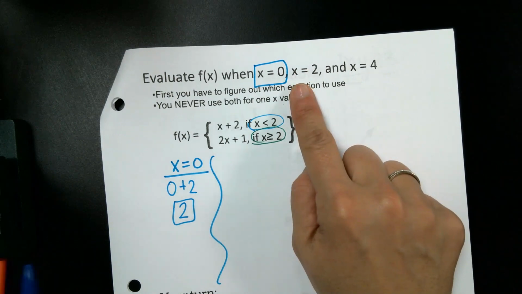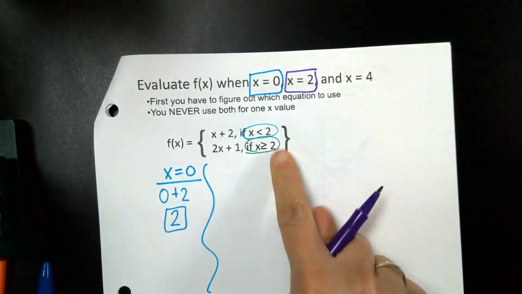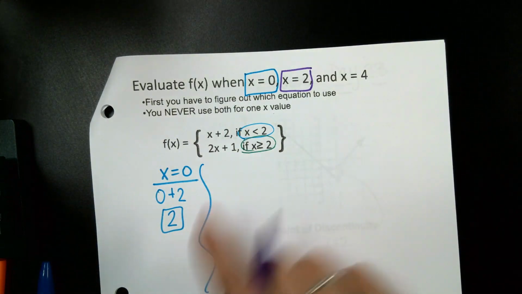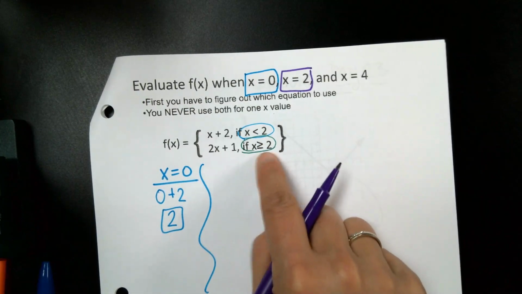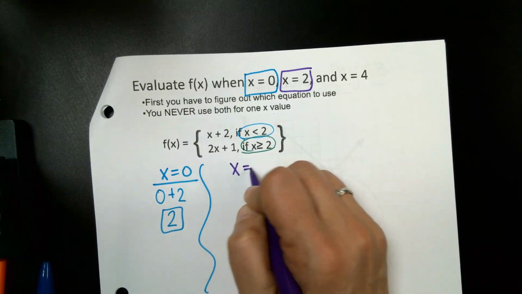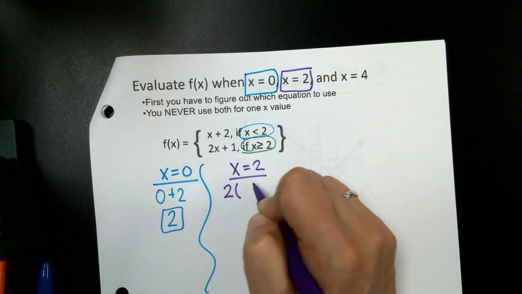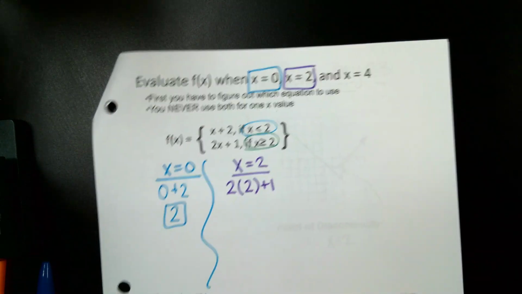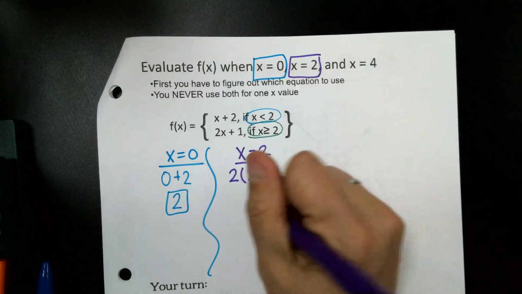Now for x equals 2, which category would we use? The top one or the bottom one? It says equals 2, so isn't it that one? This one has the equal sign. So when x equals 2, we would have to use the 2 times x plus 1. So we would have to do 2 times 2 plus 1. That's 5.